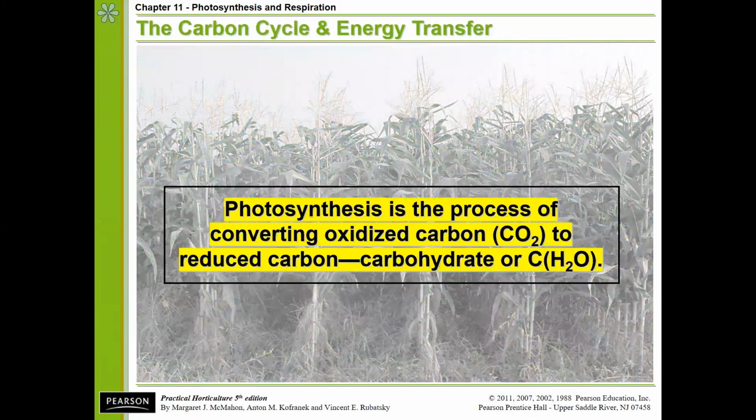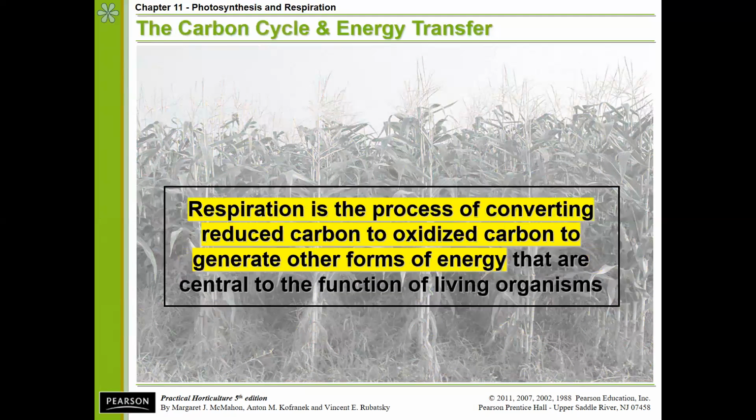Photosynthesis is the process of converting that oxidized carbon in the form of CO2. You see, it's got carbon and oxygen, therefore it's oxidized, to a reduced carbon carbohydrate. And the most simple form of that is carbon with water. Respiration, however, is the process of converting that reduced carbon to oxidized carbon to generate other forms of energy.